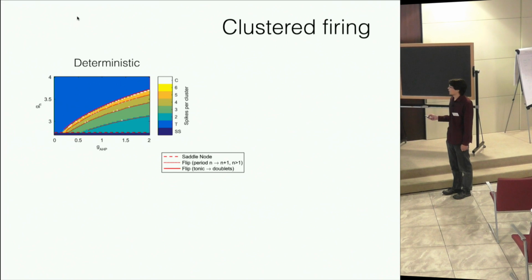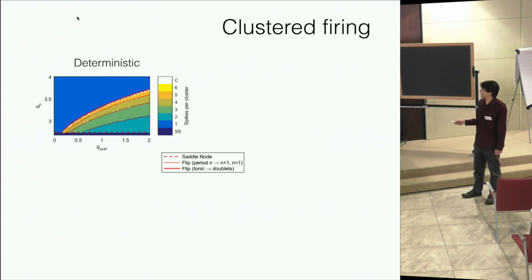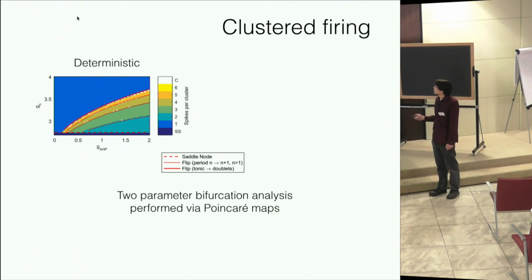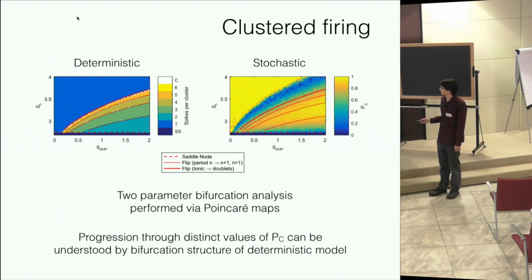And so what we did was a 2-parameter continuation using Poincaré sections, and unsurprisingly, you can find these boundaries by looking at the linearization around a well-chosen section. And you find different kinds of bifurcations. So you see a lot of flip bifurcations, where you essentially add extra spikes to your cluster. You also see saddle node bifurcations that take you from rest into spiking, and flip bifurcations that take you from tonic spiking into some sort of clustered firing.